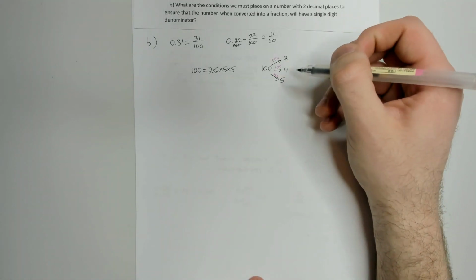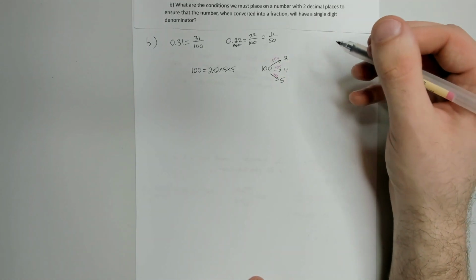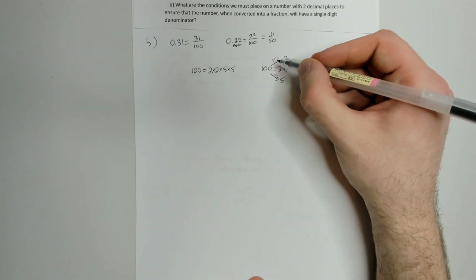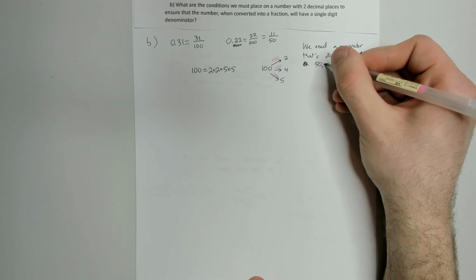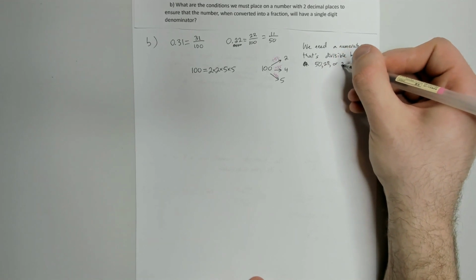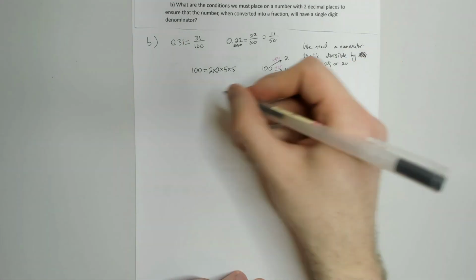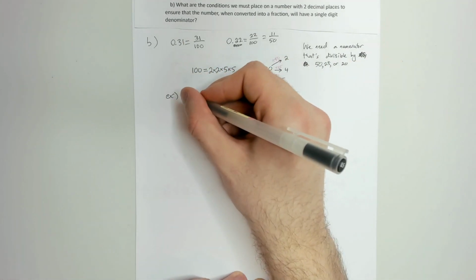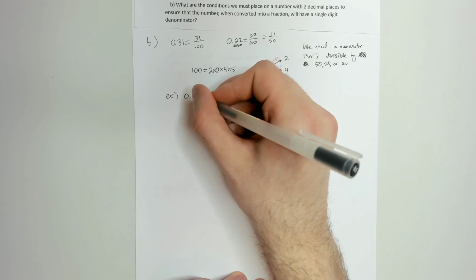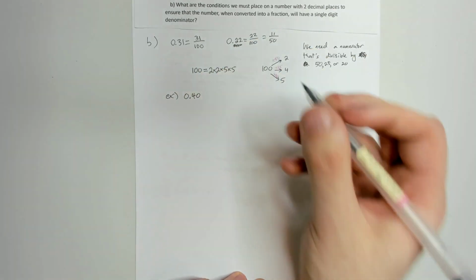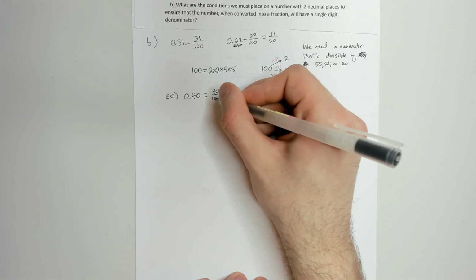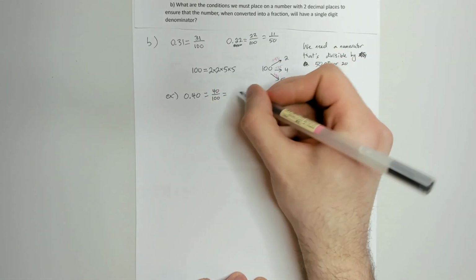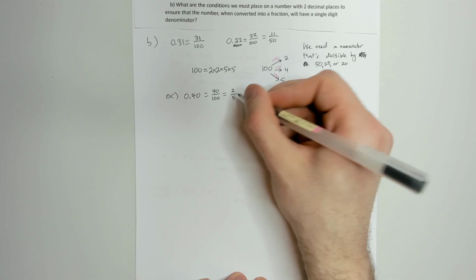So in order for this to simplify as such, we basically need to get a numerator that's divisible by 50, 25, or 20. Okay, so let's look at some examples. For example, if I gave you the fraction 0.40, okay, 40 is divisible by 20, so 0.40 written as 40 over 100. Simplifying that, dividing both by 20, we get basically 2/5, right?